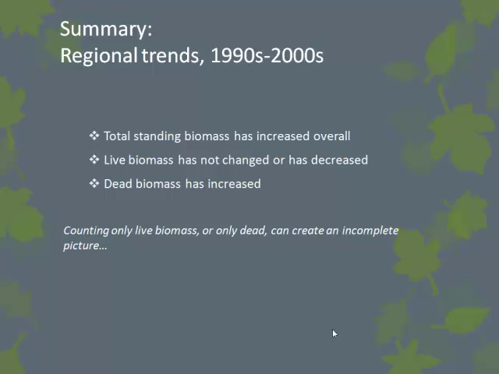So, okay, now really big picture trends. This is the macro trend across the interior West: total standing biomass has increased, dead biomass has increased, and live biomass either hasn't changed or has decreased, sort of depending on the state. So stuff is accumulating. And again, the take-home message, if you're trying to create large budgets for biomass or carbon, greenhouse gases, and what's being stored as standing wood on the forest, you need to look at both the live and dead components. Otherwise, you could draw some erroneous conclusions about what's going on.